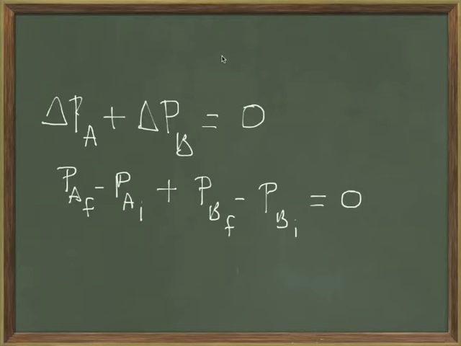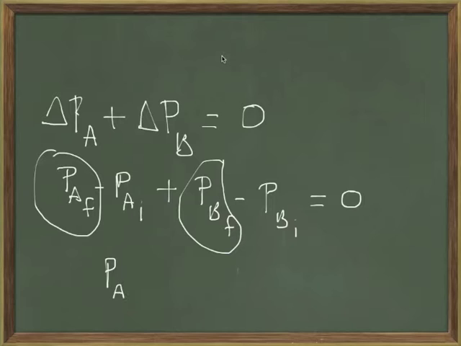So what about I leave what has final on one side of the equation and what has initial on the other side? So PA final plus PB final should be equal to what? This one has a minus over here, so when I move it to the other side, it's going to be plus, right? PA initial plus PB initial, right? Okay, so what is that telling you?